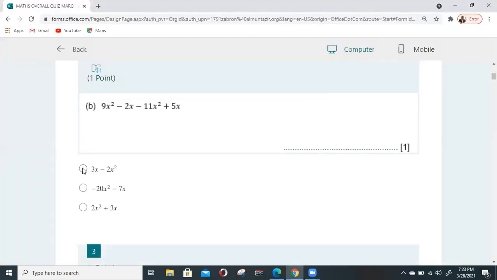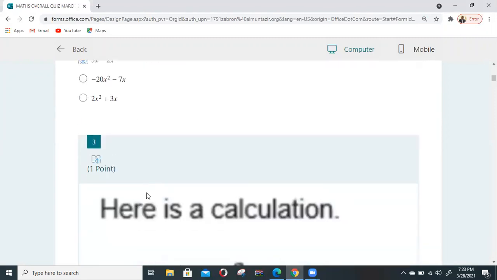So we have 3x minus 2x squared is there. So go ahead choosing that as your correct answer.